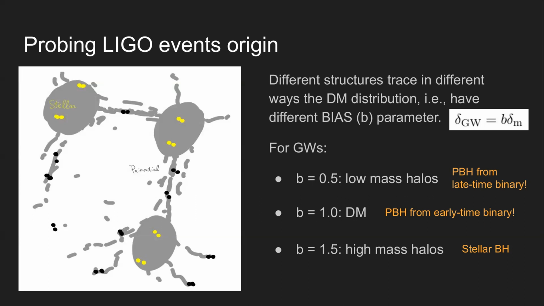And finally, if you assume they come from stellar evolution, you expect these objects to live in galaxies or in environments that have intense star formation activity. These are typically associated with high mass halos that have a typical bias bigger than 1. These values of the bias are just a kind of reference, but it's just to show the potential of the idea.